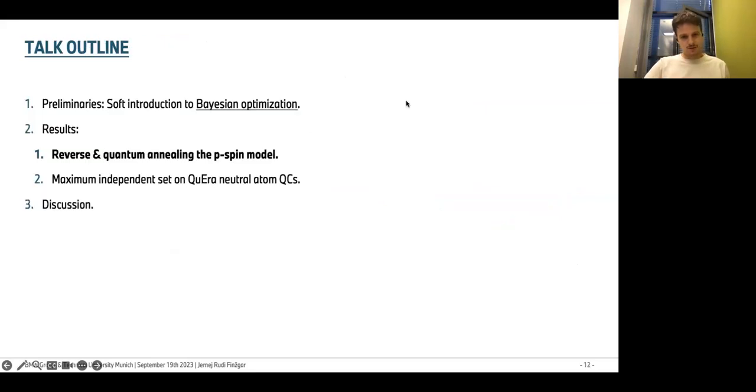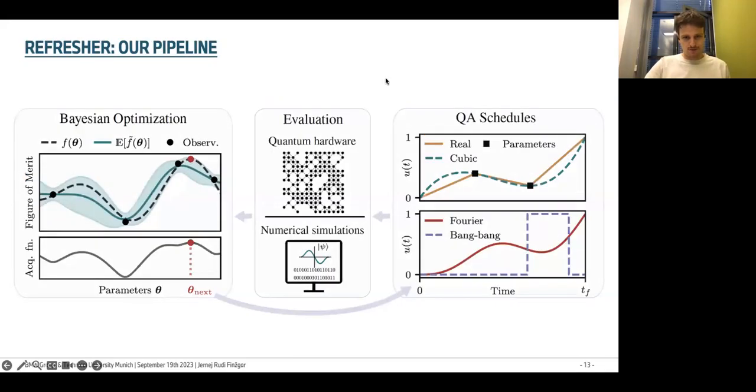All right. So let's talk a bit about the results. What can one do with this relatively powerful tool? To remind you, this is our setup. We have schedules that take in parameters. We evaluate them in hardware or numerical simulations, and then we optimize the parameters of these schedules using Bayesian optimization.